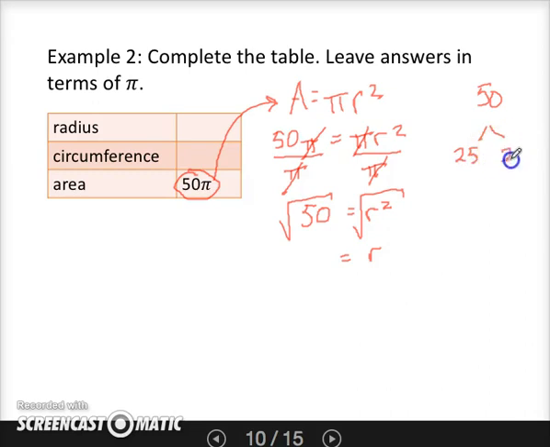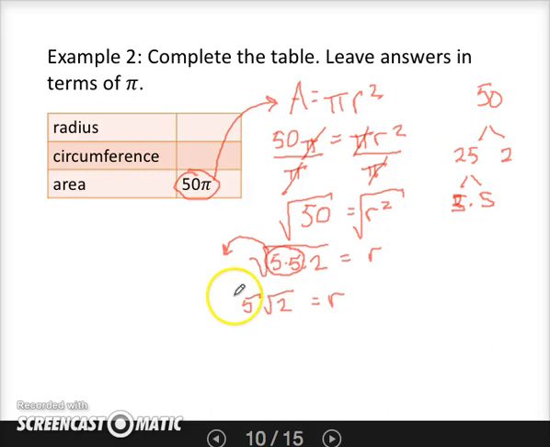Now, in order to write this in simplest radical form, we're going to make a factor tree, and we're going to get the prime factorization of 50, which is 5 times 5 times 2. So inside this radical, we have 5 times 5 times 2. Since we have a pair of 5s, they can come out of the radical, but there's only going to be one of them left. So 5 times the square root of 2 is our radius. I'm going to write that in the radius box.